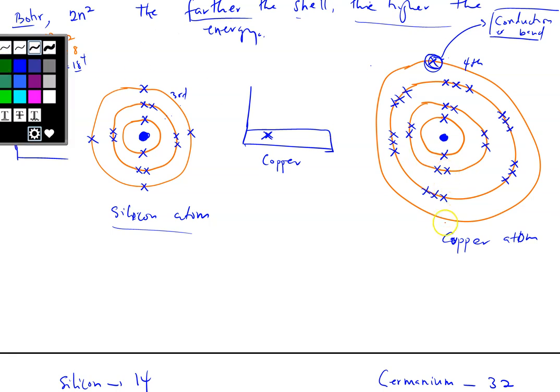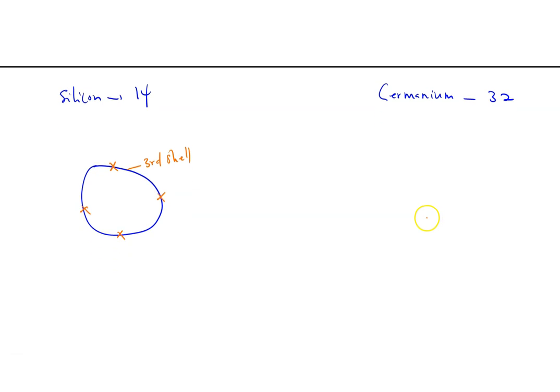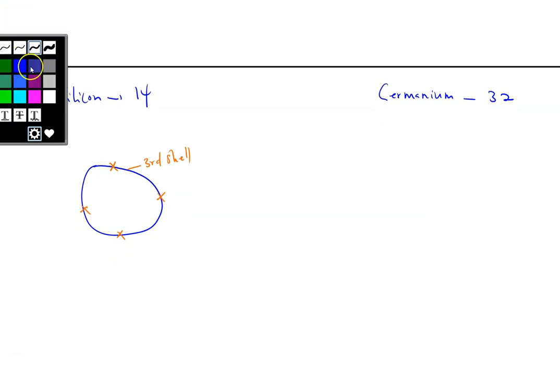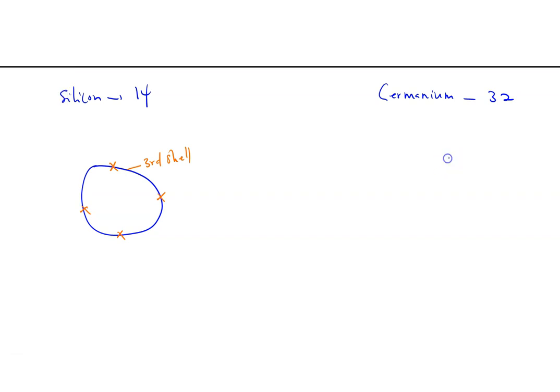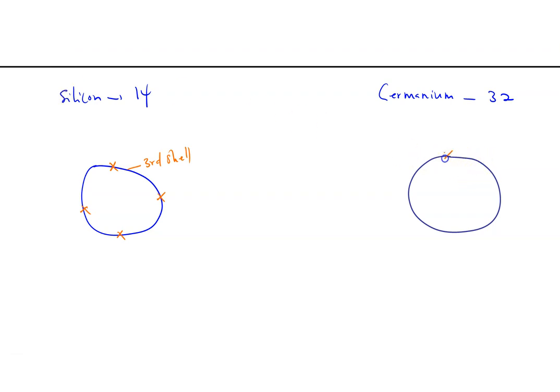So if I have the 29th, then we will have 30, 31, 32, right? So you can see that the germanium atom is occupying the fourth shell. So the outermost shell is the fourth shell. That is 1, 2, 3, 4. But this is the fourth shell and not the third.